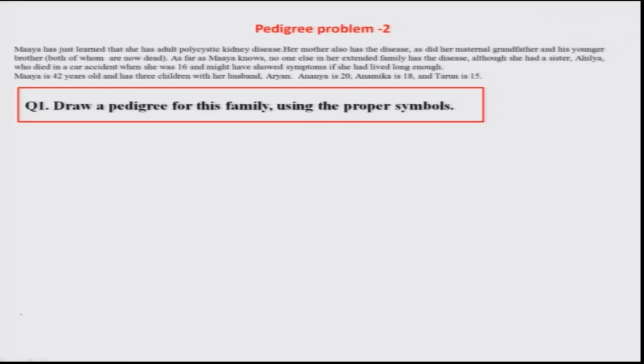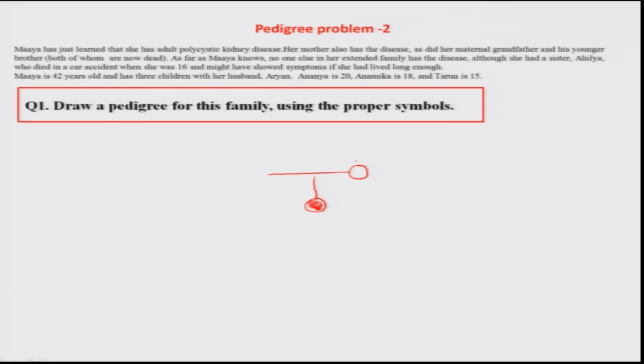Here we got the information about this family through Maya. So, Maya is the proband and she is female, so let us draw a circle for her. And as she was diagnosed with polycystic kidney disease, we will fill the circle. Now, let us draw Maya's parents. As we know from the problem, her mother also has the disease. So, let us draw her parents.